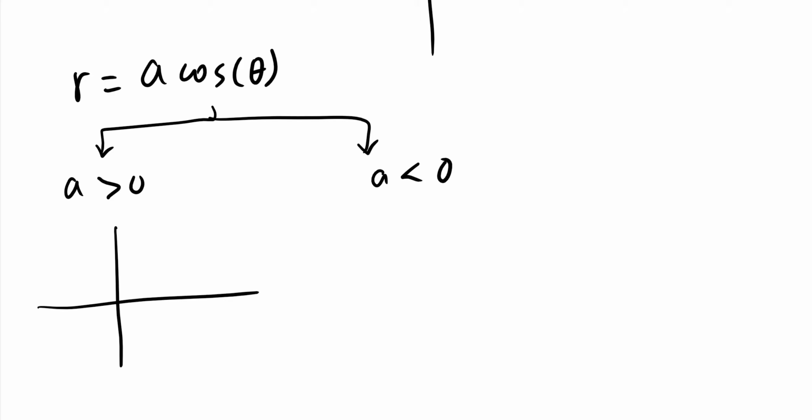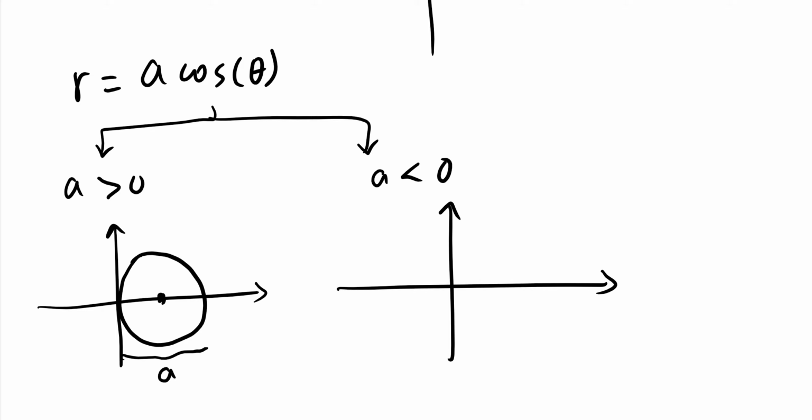So if r is bigger than 0, it's going to be a circle to the right of the y-axis with diameter a. The other one, the less than, means to the left with diameter a.